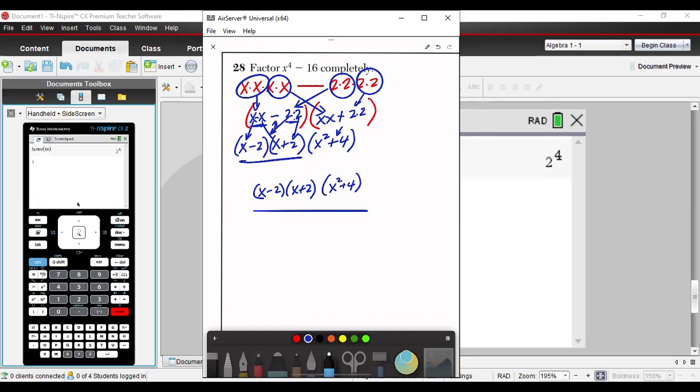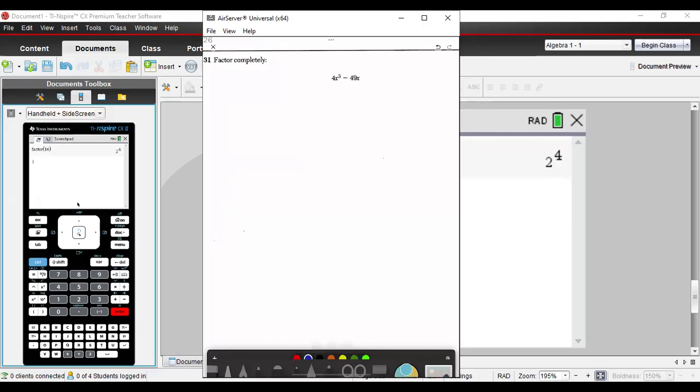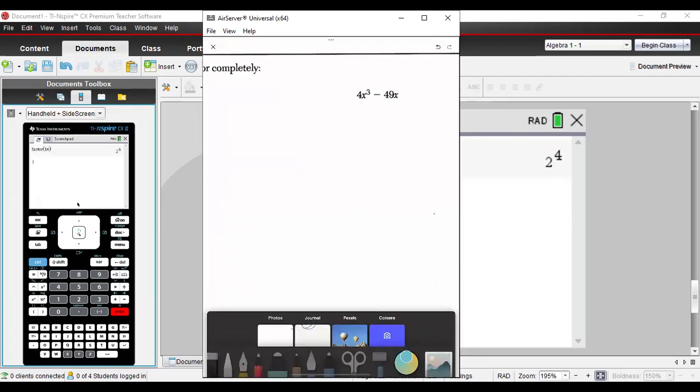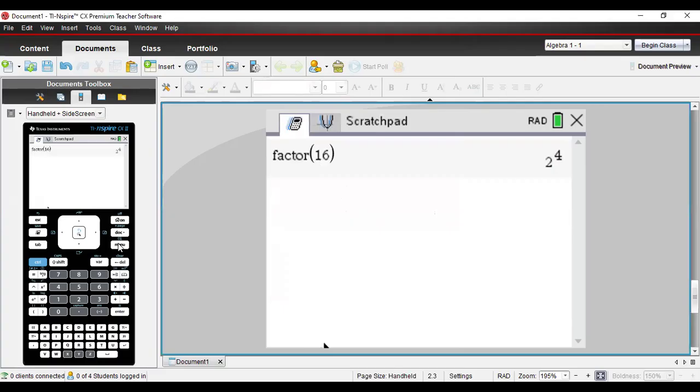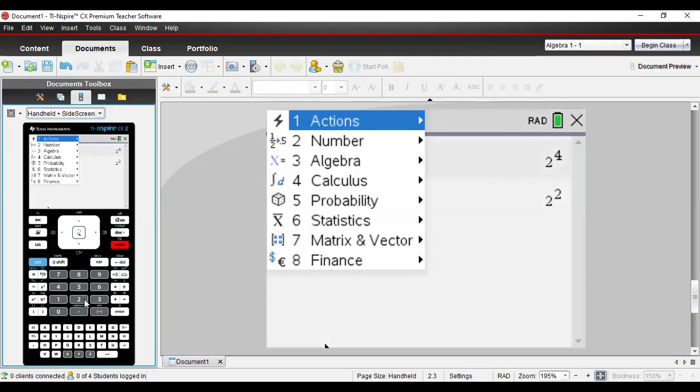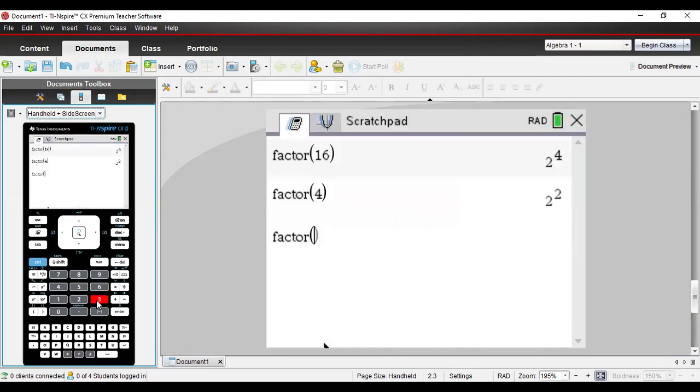Now, I'm going to do one more, and then I'm going to post this. All right, so we're going to be factoring 4x to the third power minus 49x. So I'm going to do menu 23 on both of these numbers. Menu 23 on 4, that's a perfect square. I think most of you know that, 2 times 2. And then I'm going to do menu 23 on 49. That's also a perfect square if you know your perfect squares. But if you don't, now you do.